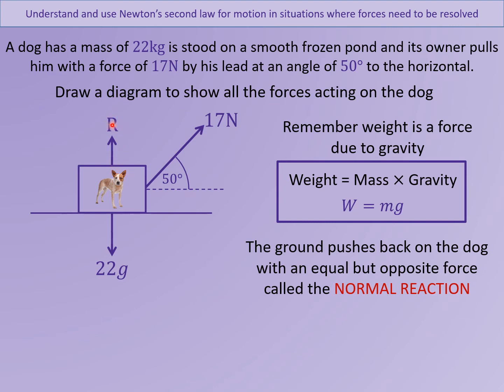Sometimes we use N, sometimes we use R. You can use either of those two letters, and it means a normal reaction force. The reason why it's the word normal in there is because it is perpendicular to the floor. So in this case, the floor goes in that direction. The normal reaction force is perpendicular.